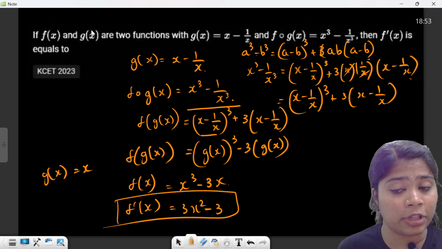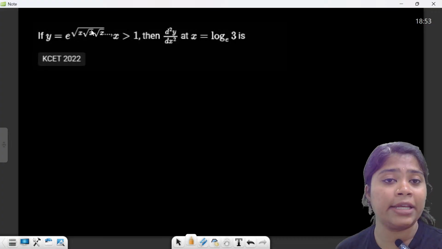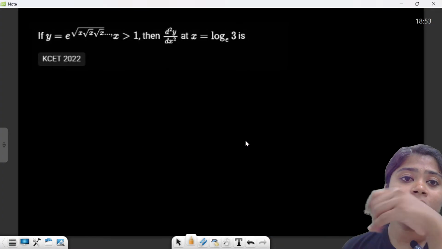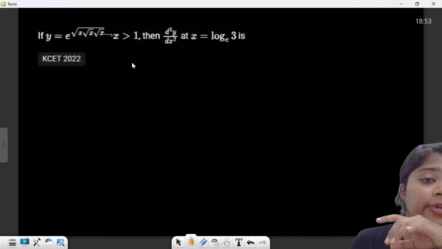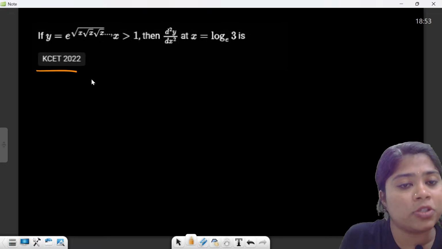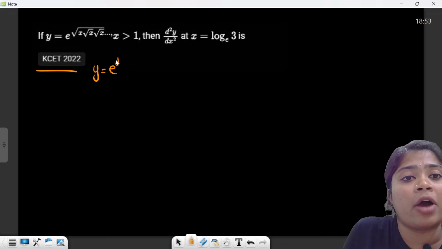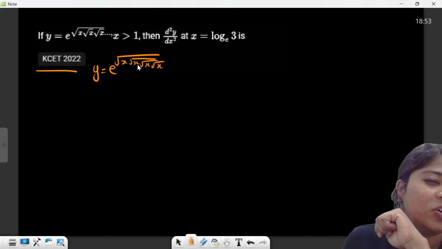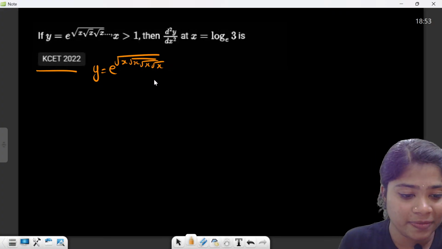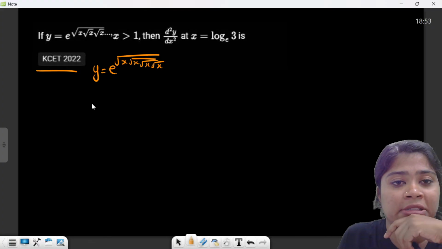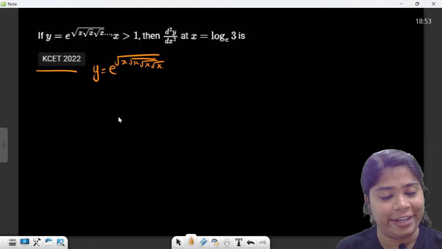So this is how you solve this KCET 2023 question. So here also in derivative, there is one question. This is asked in KCET 2022. So let's solve this. Y is equal to e to the power root of x. You would have studied this type of question in your 10th grade itself, right? Let's solve this.